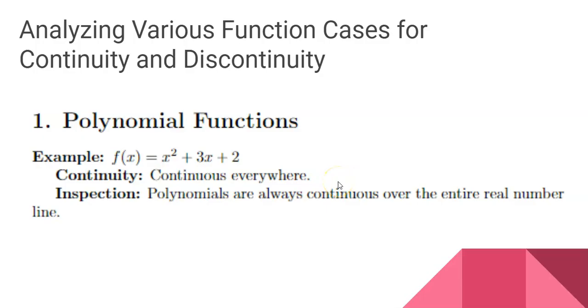Let's start our investigation on polynomial functions. So let's have this polynomial: f of x is equal to x squared plus 3x plus 2. Polynomials are continuous functions over the entire real number line. This means that for any polynomial function, there are no breaks, undefined points, jumps, or gaps in its graph, and it is well defined at every point on the real number system.